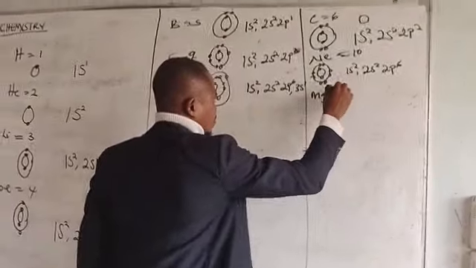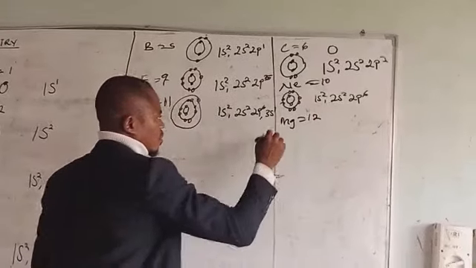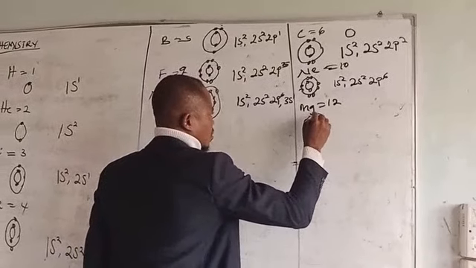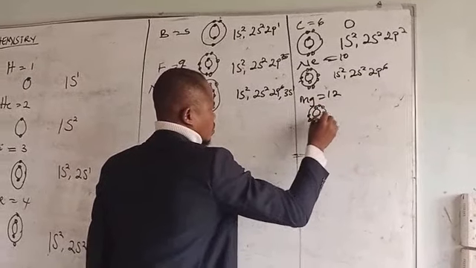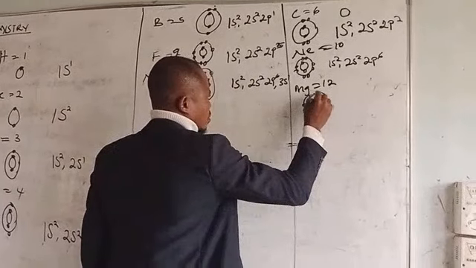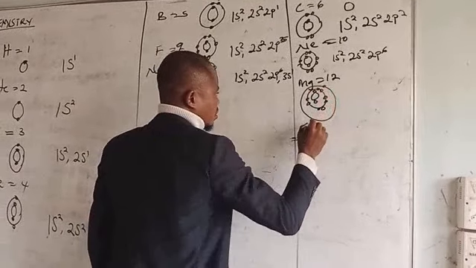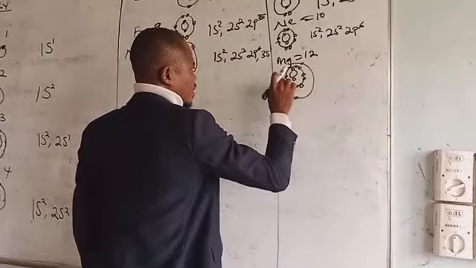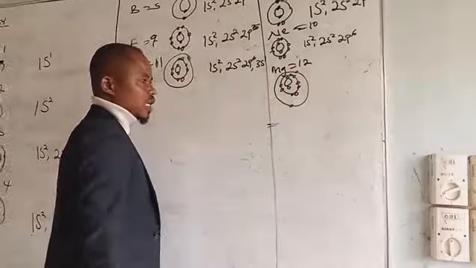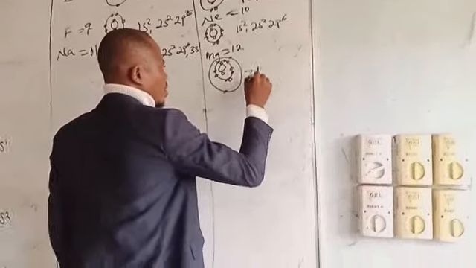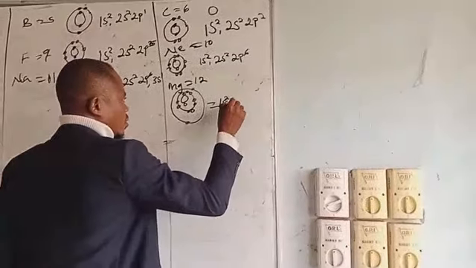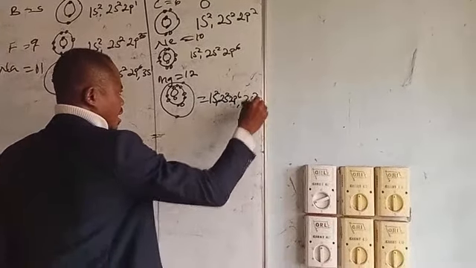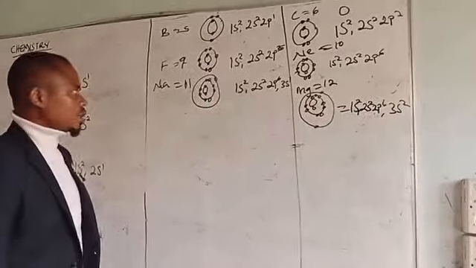Magnesium 12. We're going to have 1, 2, 1, 2, 1, 2, 1, 2, 1, 2, 1, 2. Count 1, 2, 3, 4, 5, 6, 7, 8, 9, 10, 11, 12. That's magnesium 12. Here it's going to be 1s2, 2s2, 2p6, 3s2. That is for magnesium.